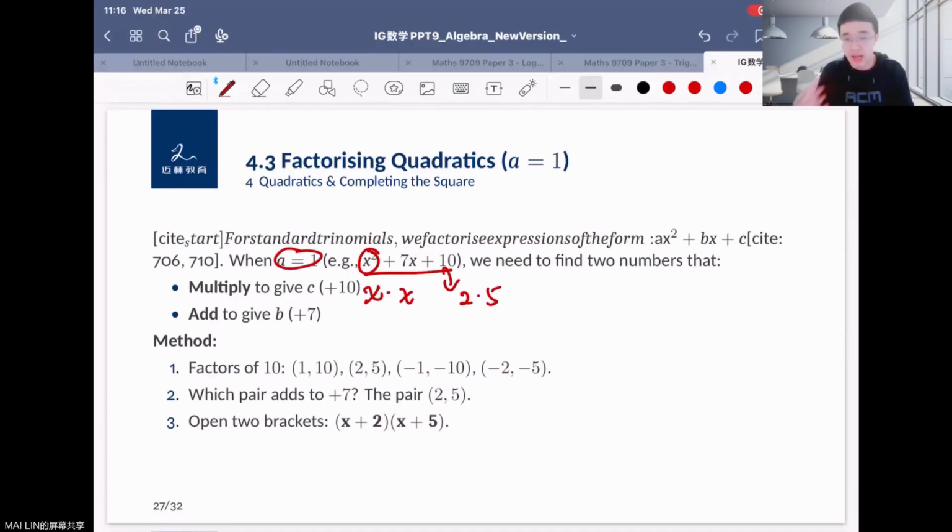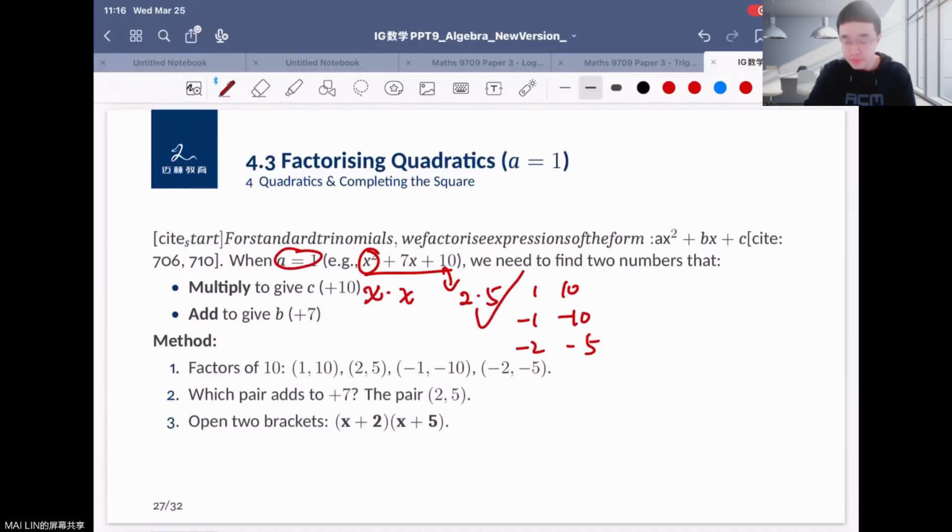Also, we have some other factors: 1 times 10, and negative 1 times negative 10, and negative 2 times negative 5. We have 4 pairs of factors. How do we choose the pair that adds together to become 7? You can find only 2 and 5: 2 plus 5 equals 7. This is the only pair that adds to 7.